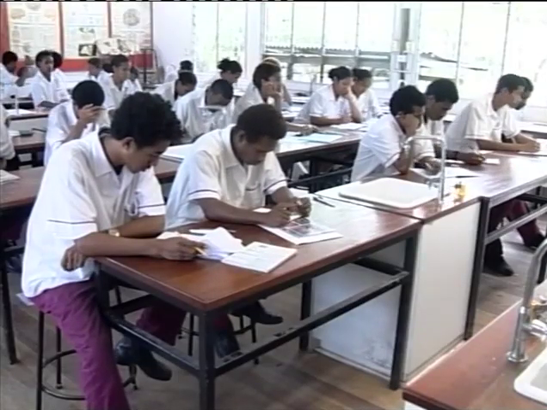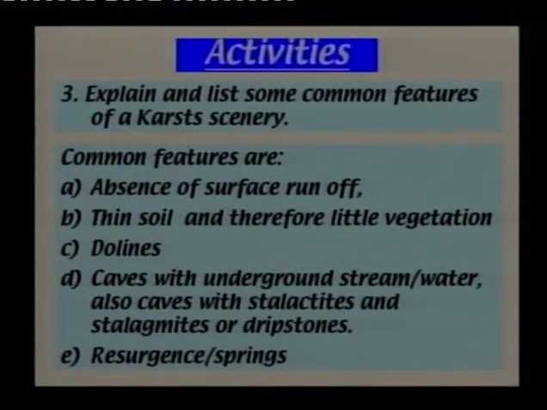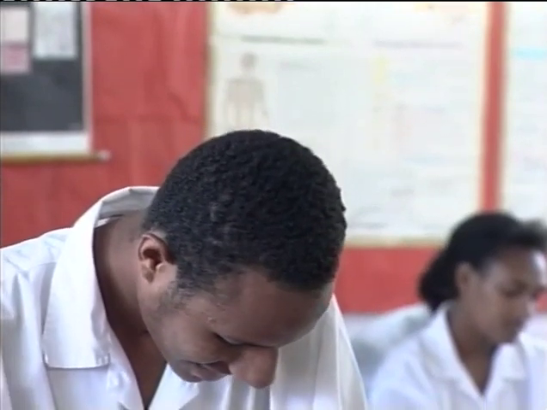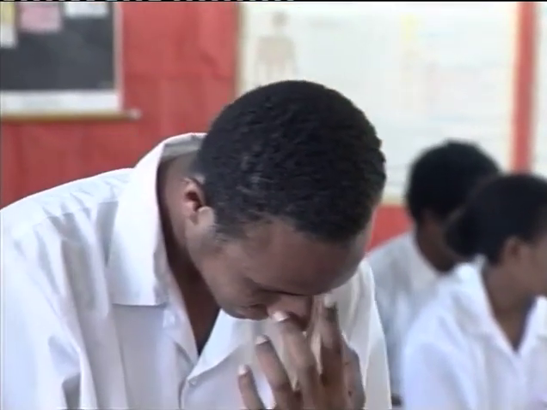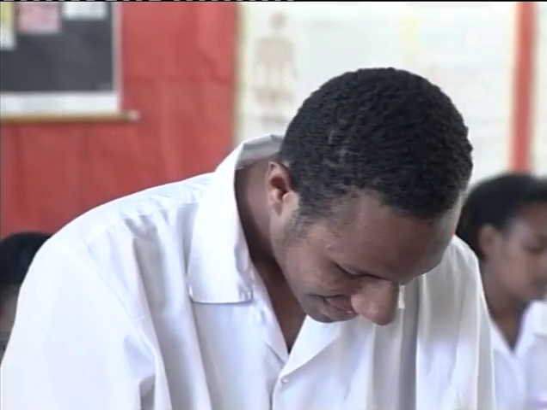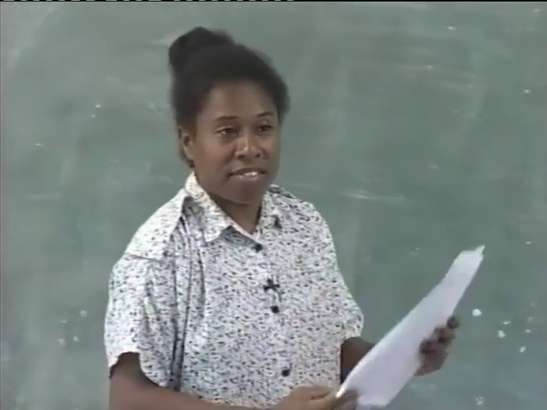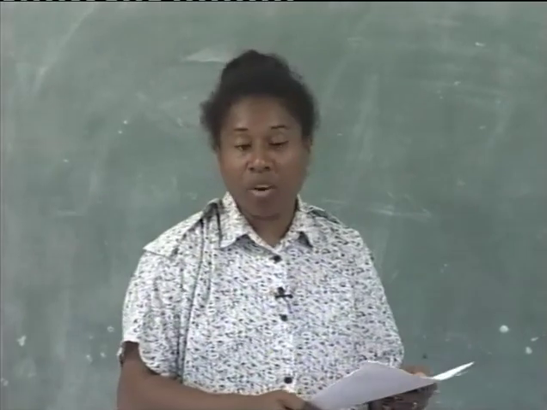The next one, dolines. Gideon, explain what is a doline and how it is formed. A doline is a deep depression. It's usually a funnel-shaped depression. Okay, a funnel-shaped depression. How is it formed, or how is that depression formed? Okay, Gibest is going to help. How is a doline formed?